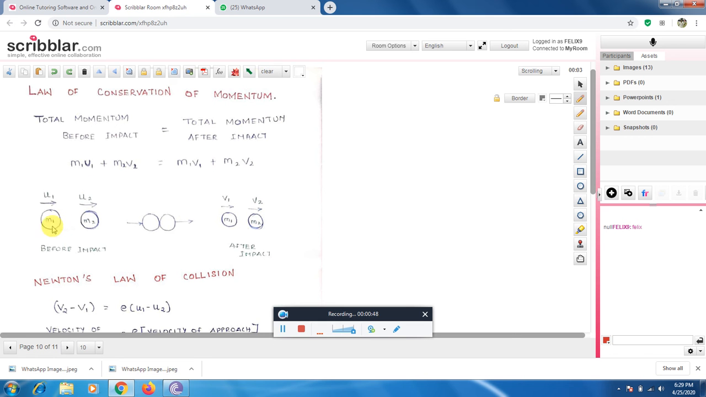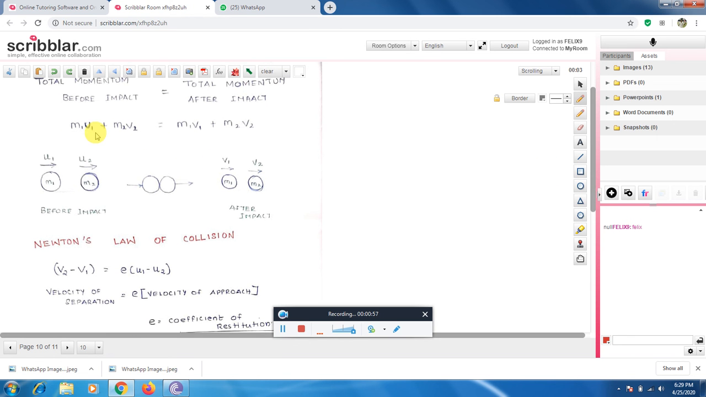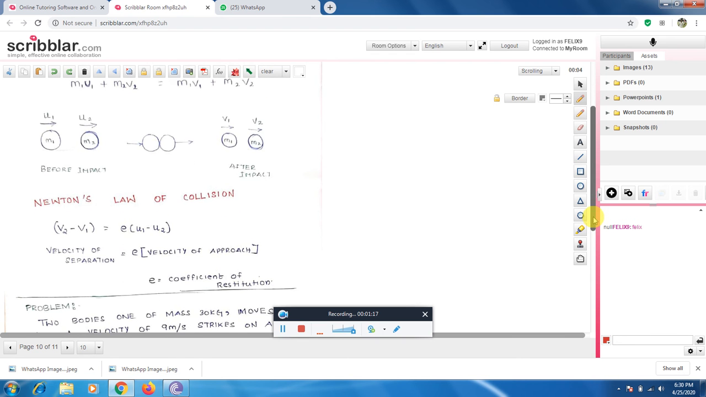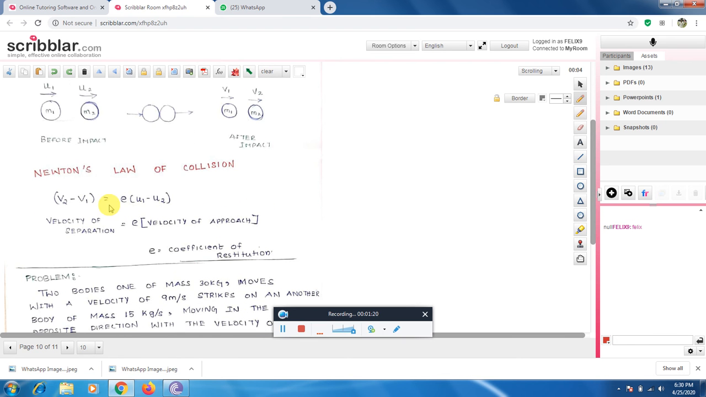The mass is not going to change even after collision, so the mass is the same. So the formula is m1 u1 plus m2 u2. Before impact, mass into velocity, momentum, and after impact, mass into velocity. After impact, the velocity will be v, that is m1 v1 plus m2 v2. We'll be using another formula, that is Newton's law of collision: v2 minus v1 is equal to e, the coefficient of restitution, into u1 minus u2, that is, before impact.